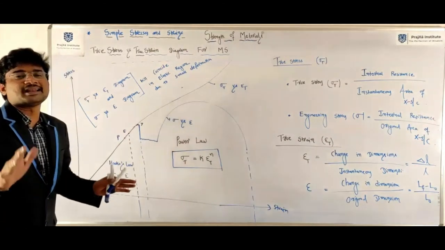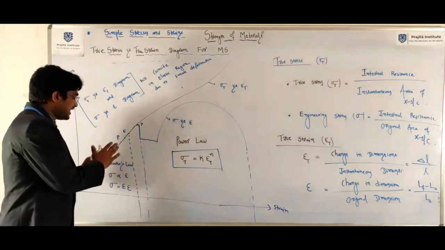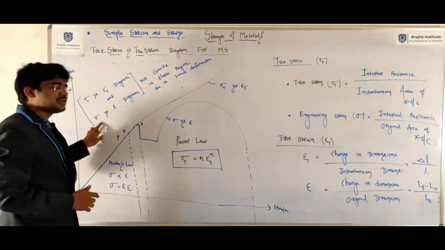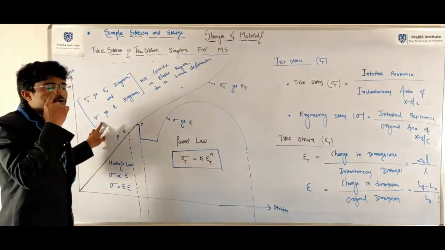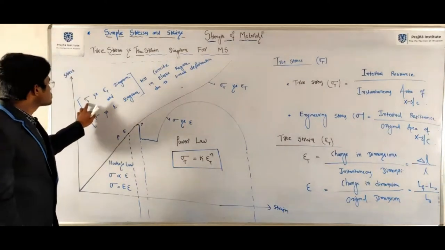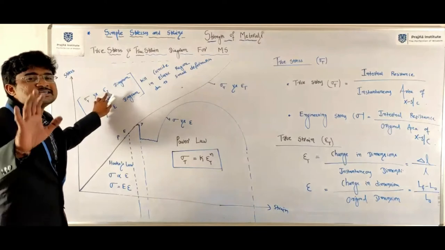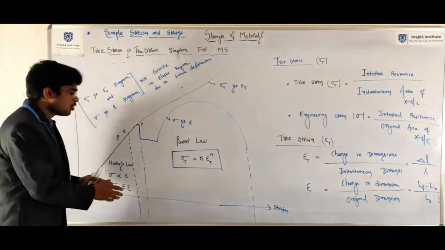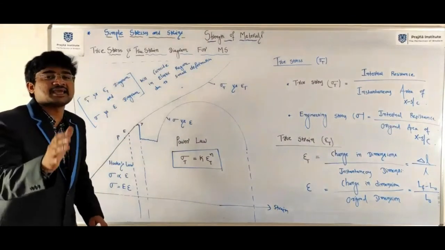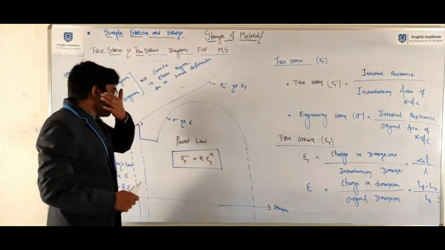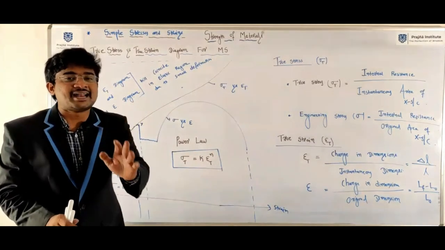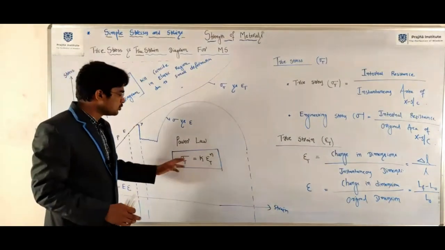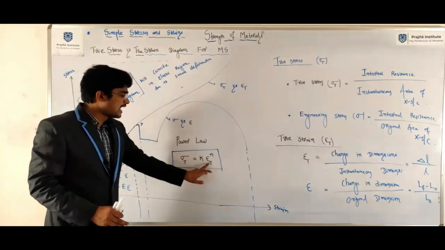All strength of materials calculations are done in the elastic region. That is why true values and engineering values are exactly the same. No need to calculate true stress and true strain for strength of materials calculations, because both diagrams coincide in the elastic region. But metal forming calculations are done in the plastic region, so for metal forming we need to calculate sigma t and epsilon t.